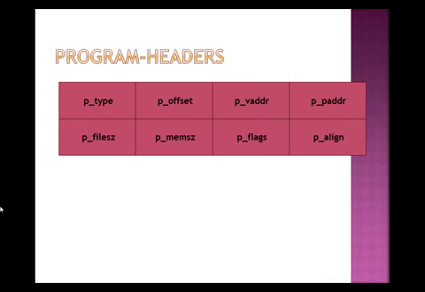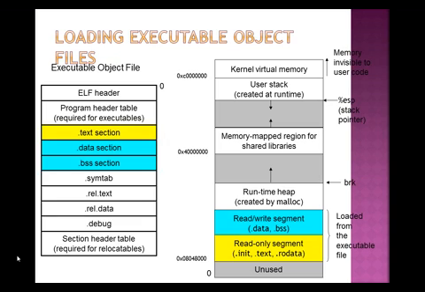Then there is a program header that is used, that is p_type, p_offset, p_vaddr, p_paddr, file size, memory size, flag, alignment. Then there is loading the executable object file. That is how to load the executable object file.